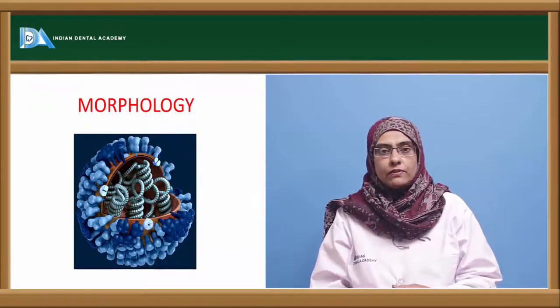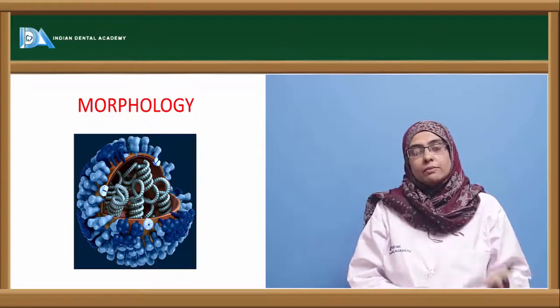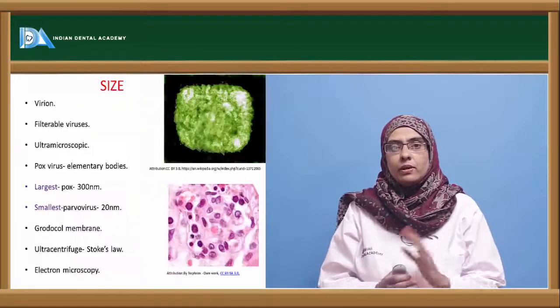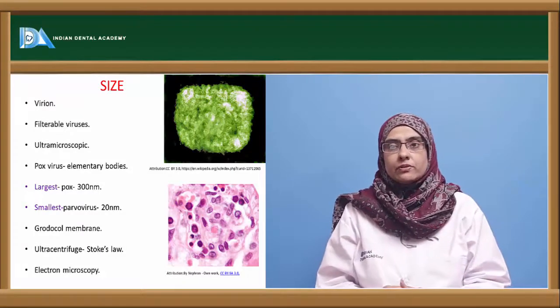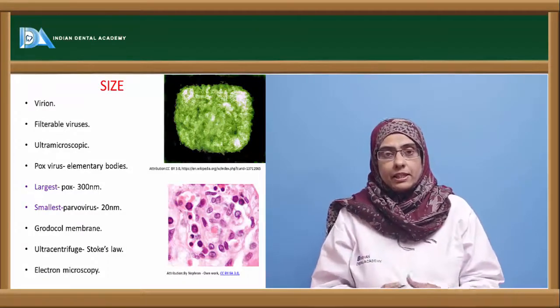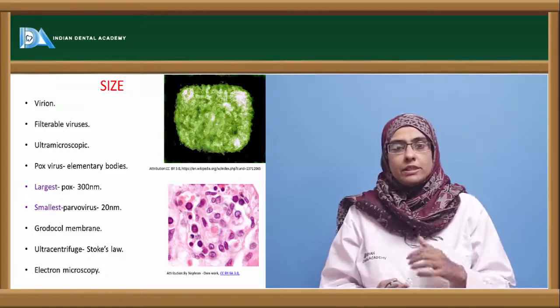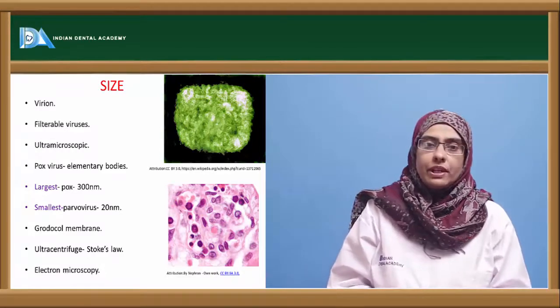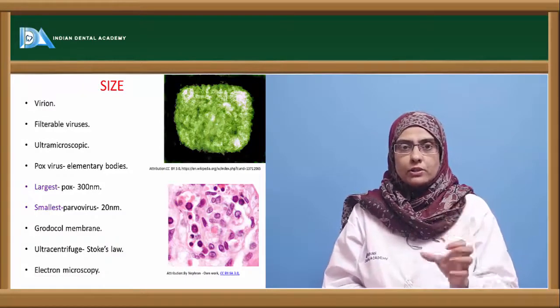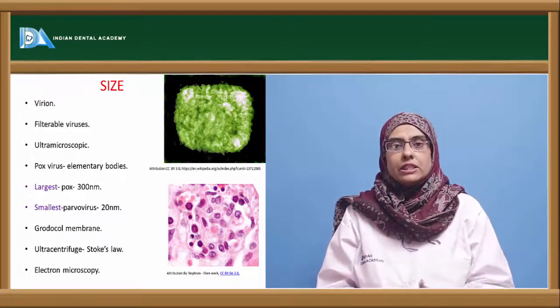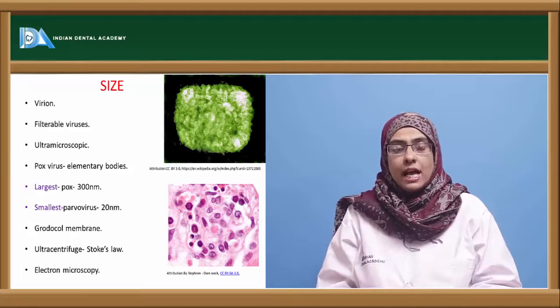Coming to the morphology of this organism, as we know, they are the simplest group of microorganisms having only proteins and nucleic acid as their components. Coming to the size of this organism, the infectious particle of the organism, that is, a virus that is able to induce infection in any host, is called a virion. The smallest unit or progeny virus which is infectious in nature is called the virion.